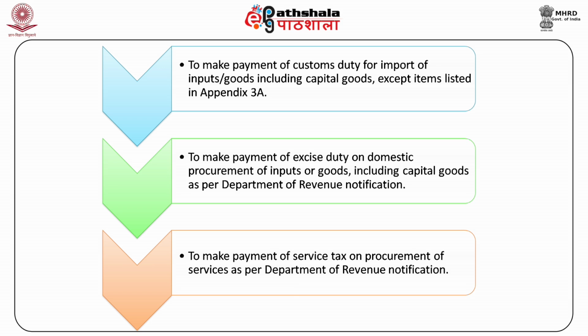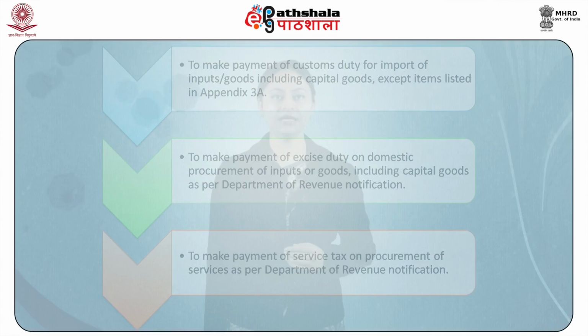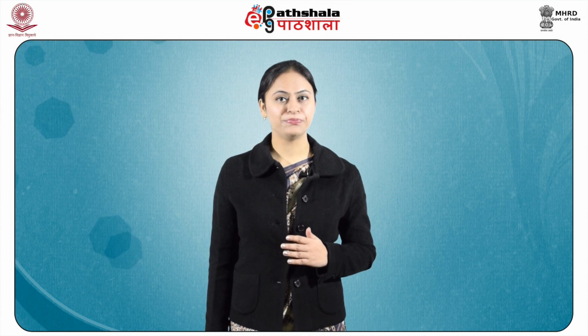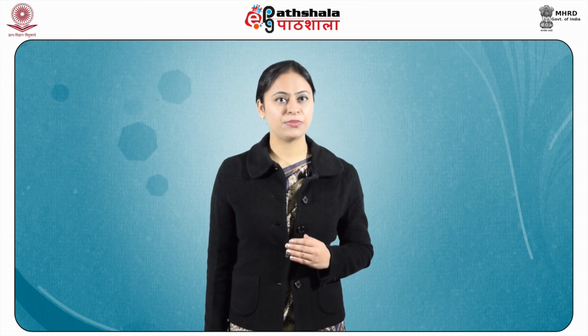To make payment of the excise duty on the domestic procurement of the inputs or goods, including capital goods, as per the Department of the Revenue notification. To make payment of the service tax on the procurement of the services as per Department of the Revenue notification. If inputs have been imported for the purpose of the export, then the basic custom duty paid in cash or through debit under duty credit scrip can be taken back as duty drawback as per the Department of the Revenue rules.